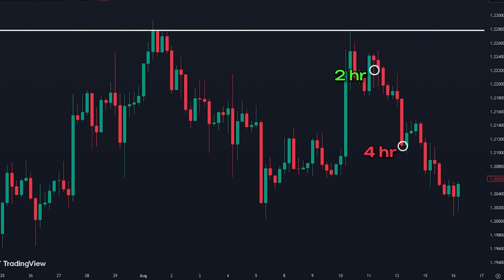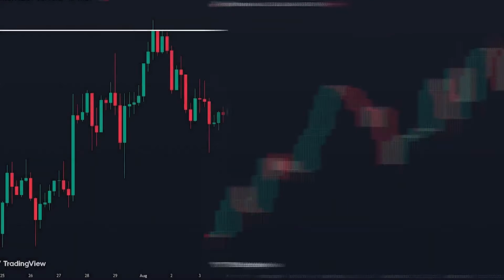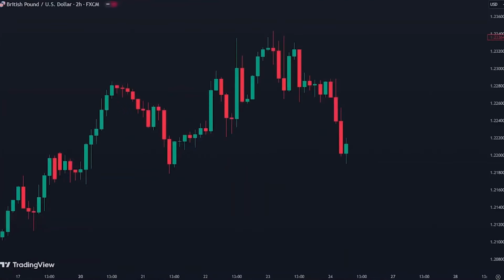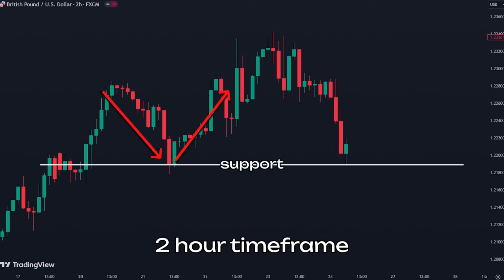And despite the fact that both trades ended up being profitable, the smaller time frame crossover still gave us an earlier entry signal. Let's take a look at the strategy one more time. So here's the pound yen on the 2-hour time frame, and over the left we can see that prices went down, hit, and reverses upwards, making this a key support level.